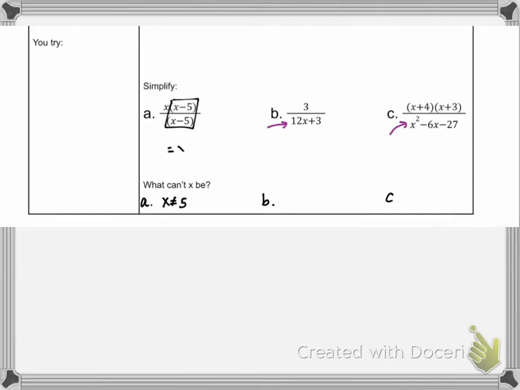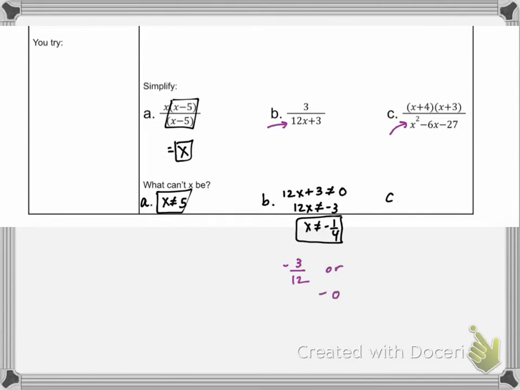Okay, so x can't equal 5 on the first one. You made a giant 1 and you were left with just an x as your answer. On B, you had to find that x couldn't be −1/4 or −3/12 or −0.25. Those are all fine answers if you wrote that. And then you had to pull out a greatest common factor on the bottom, and that greatest common factor is 3. And then you can make a giant 1 out of those 3's, and I'm left with just 4x + 1 on the bottom.